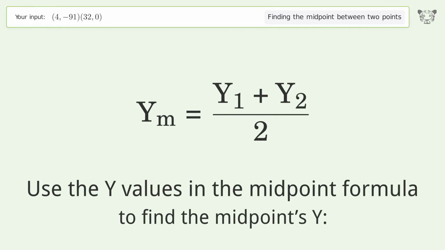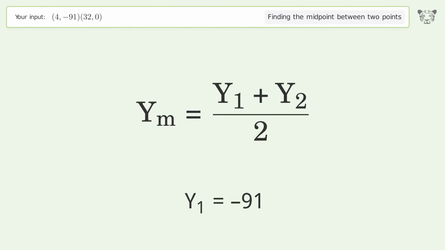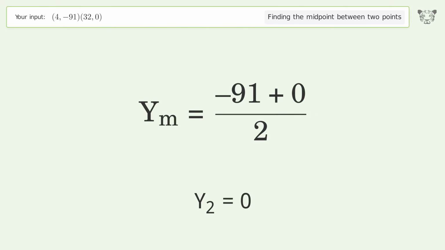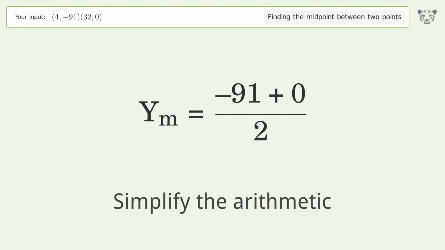Use the y values in the midpoint formula to find the midpoint's y. y1 equals negative 91. y2 equals 0. Simplify the arithmetic.